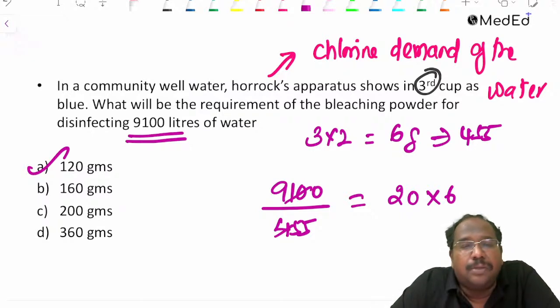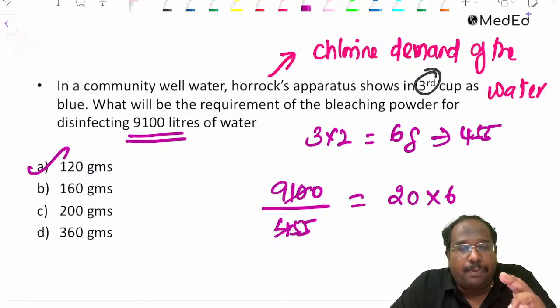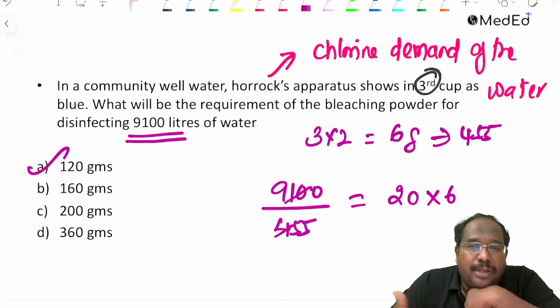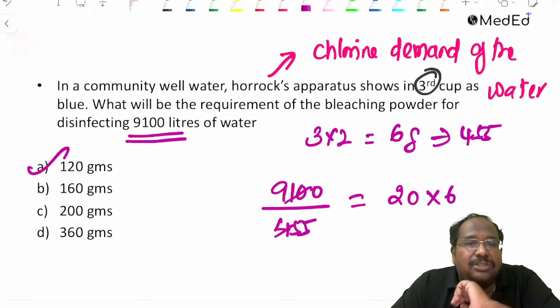I'm repeating again. The Horrocks apparatus measures the chlorine demand of the water. It has 6 cups. Each cup corresponds to 2 grams. You add water in the cup and the reagent. Based on the impurities in the water, the color change will happen.